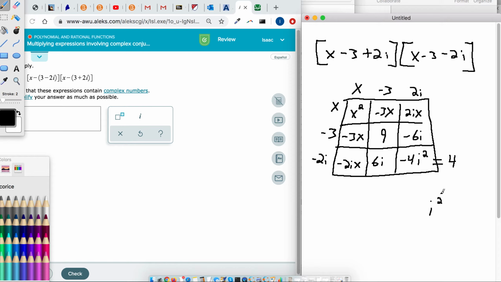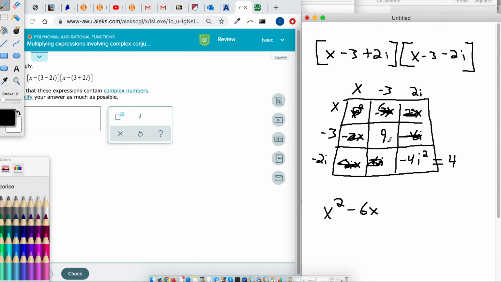Okay, so we'll want to keep that in mind, because now that we've combined everything, now everything needs to add up. So x squared has no like terms to add up to. Negative 3x plus negative 3x, remember you're adding, that should make negative 6x. So let's scratch it out as we go so we don't forget. Now, the negative 2ix and 2ix are like terms, but look, if you add them up, they just cancel each other out. And 6i plus negative 6i, those cancel each other out.